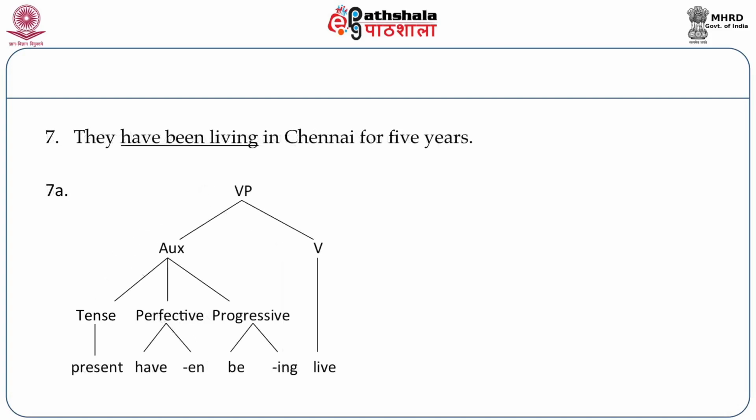In 7 we have the sentence "They have been living in Chennai for 5 years," and in this we have the perfective as the first auxiliary. There is also another auxiliary, the progressive be. However, since perfective is the first auxiliary, the tense is marked on the perfective, and therefore we get have. Similarly, in 8 what we find is that we have both perfective and progressive auxiliaries in the verb phrase, and tense is past, and therefore the tense is marked on the first perfective auxiliary, and we get had.